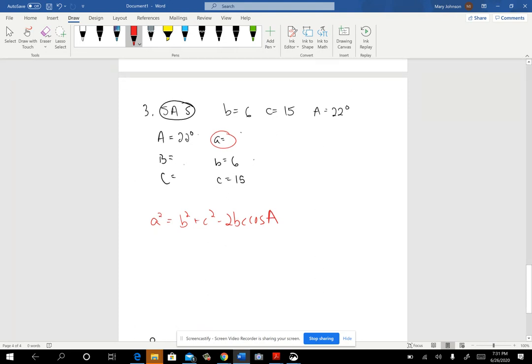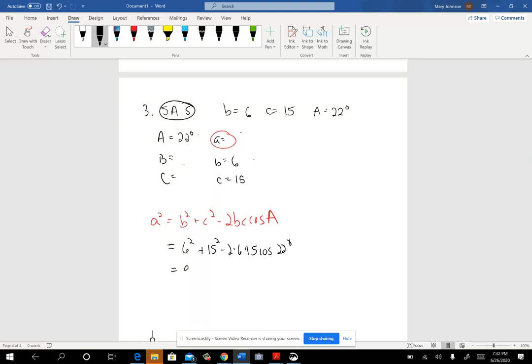Okay. And then I'm going to plug in all the information I know. So I know that b is 6, that c is 15, and that A is 22 degrees. Okay, so all of this just works like a dream. You just plug it in. You should work all that out on your calculator. Take the 6 squared plus the 15 squared. Go ahead and do minus 2 times 6 times 15 times cosine 22. Do make sure you're in degree mode.